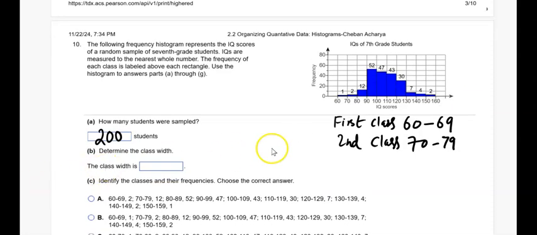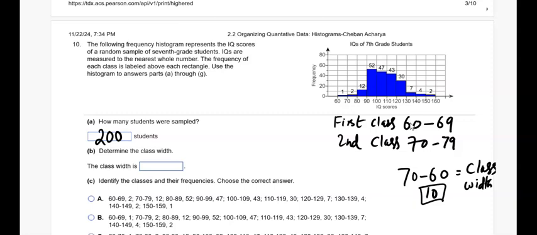And determine the class width. Notice that the class width is the difference of consecutive lower limits. So you do 70 minus 60, that's going to be the class width, which is going to be 10. Okay, 10 is the class width.